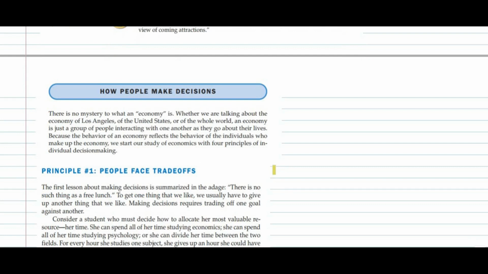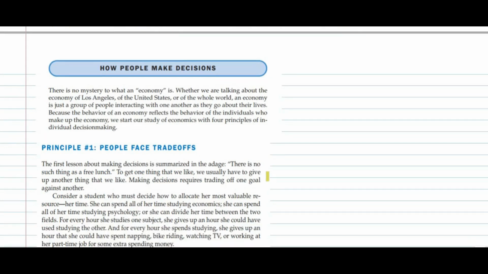Now we have 10 principles which we have to discuss here. The first thing you must understand is how people make decisions. I mean, what are the factors that people consider before taking a decision. So here we have 10 principles, and we will discuss the first principle, and that is trade-off.